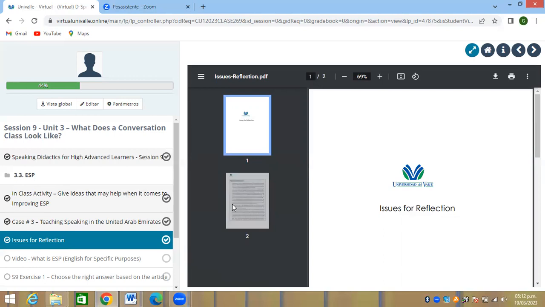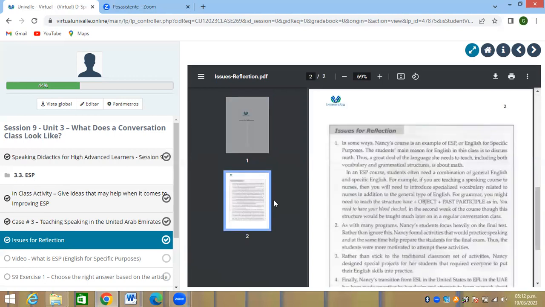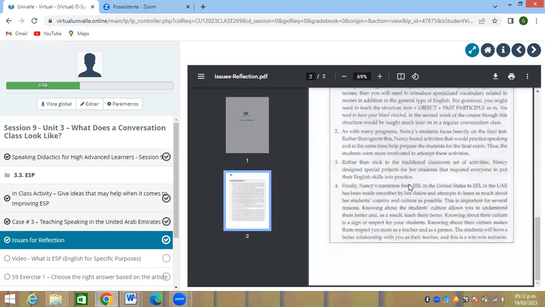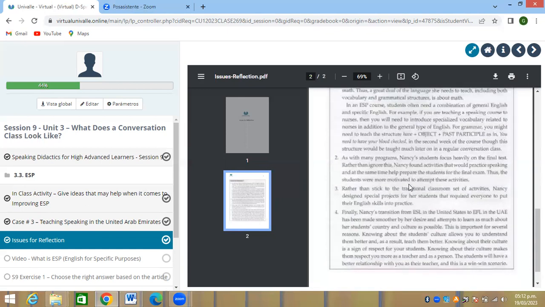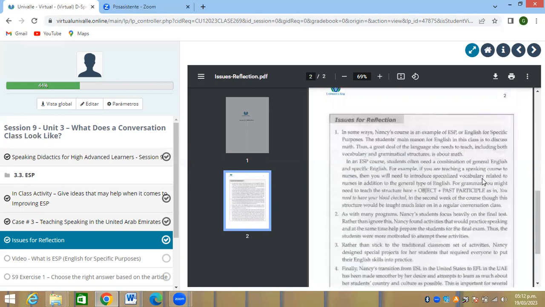Let's see, issues for reflection. Some of the issues that we have here. For example, Nancy's course is an example of ESP, or English for specific purposes. The students' main reason for English in this class is to discuss math. Thus, a great deal of the language she needs to teach, including both vocabulary and grammatical structures, is about math.